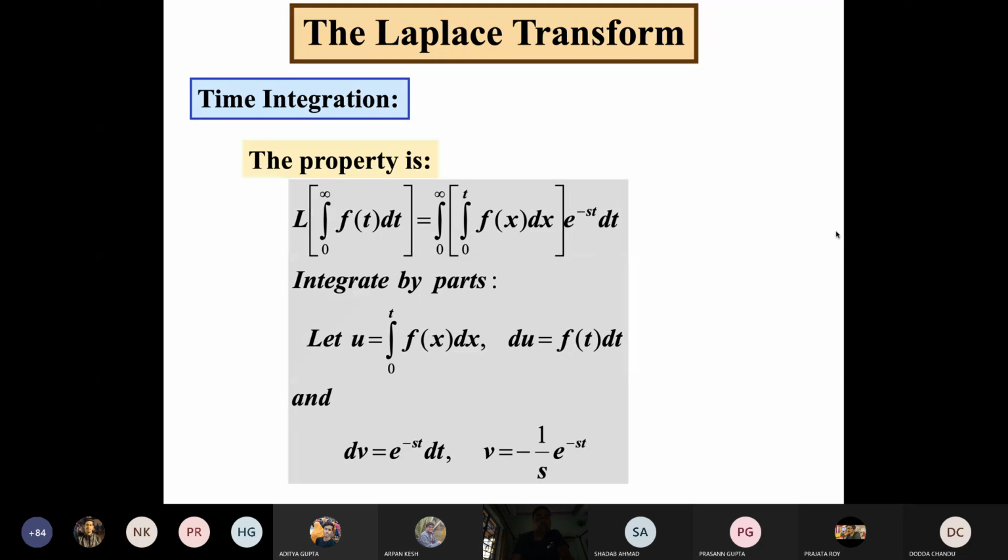Now, time integration: the Laplace transform of the integral of f(t) between 0 and infinity is equal to what?